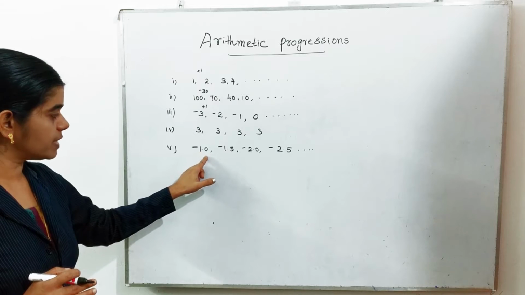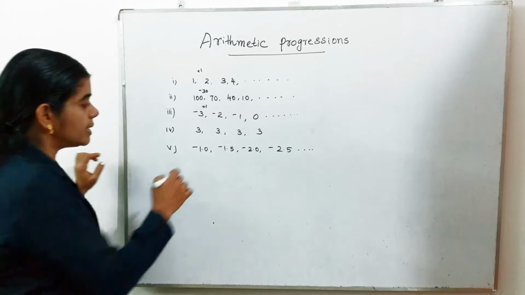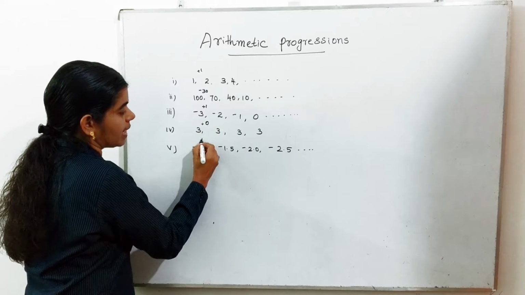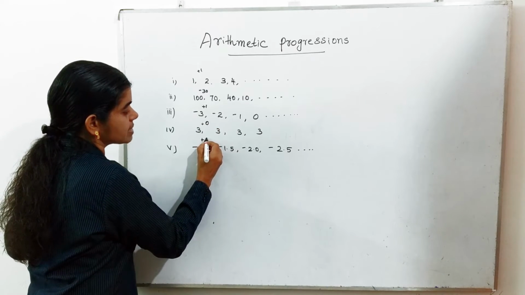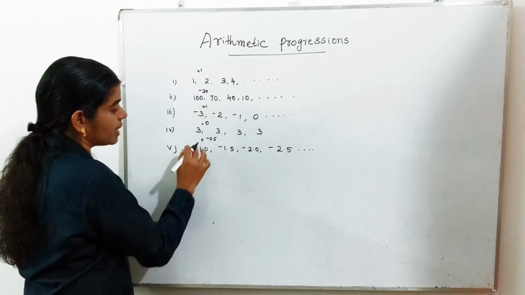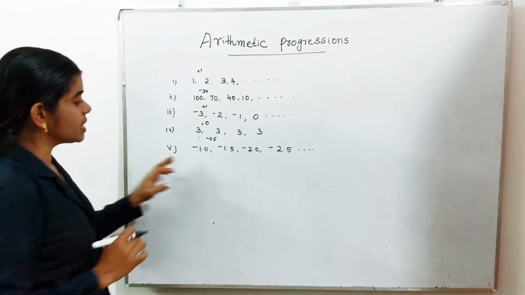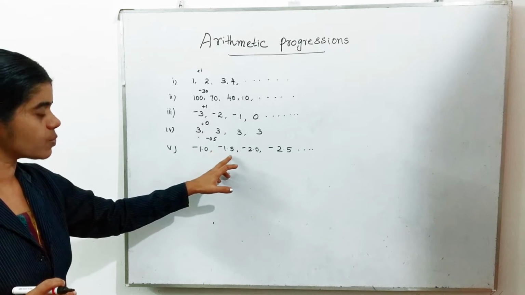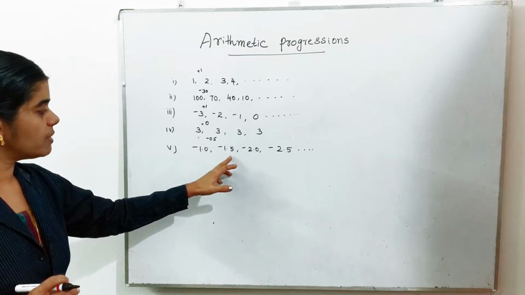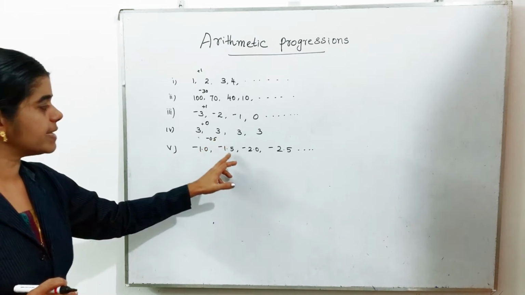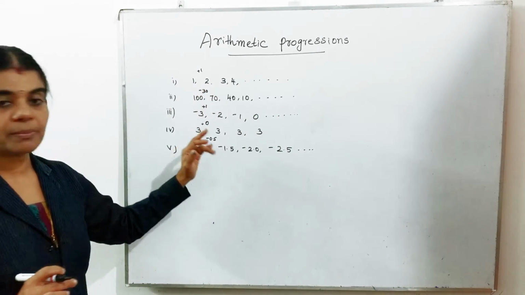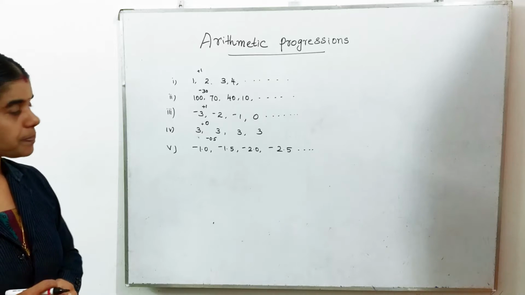Here minus 1.0, minus 1.5, minus 2. Here we are adding plus minus 0.5. We are adding minus 0.5. Minus 1 plus minus 0.5, you are getting minus 1.5. Minus 1.5 plus minus 0.5, you are getting minus 2. Here the common number added is minus 0.5.